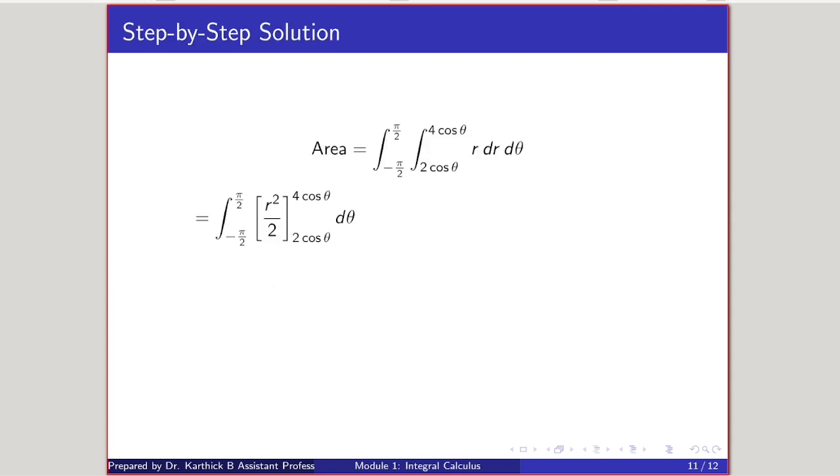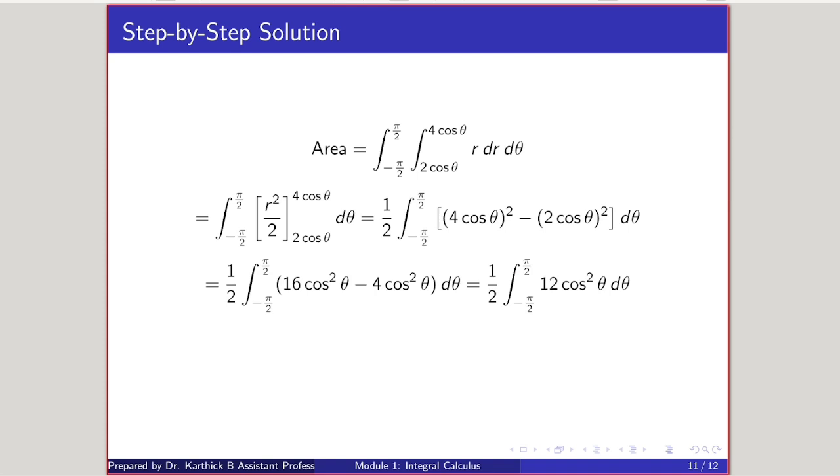So here it is r dr, we can evaluate as r square by 2, then apply the limits, and if I'm squaring, it will be 16 cos square theta minus 4 cos square theta. Then we can make a subtraction between the two terms. You will get 16 minus 4, it will be 12. So we may take the 12 outside the integral. Then it becomes 6 into cos square theta.